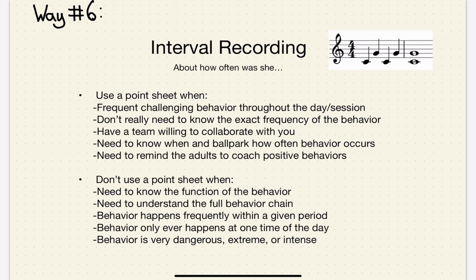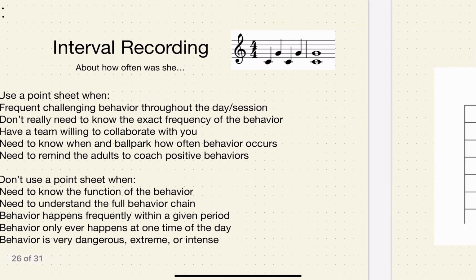You'd need this to know, ballpark, how often a behavior occurs, when you need to remind the adults to coach positive behaviors. But you wouldn't use a point sheet when you're trying to figure out the function of a behavior, or you need to understand the full behavior chain, right? This happens and this happens and this happens. It's not appropriate to use interval recording in those situations. You also wouldn't use a point sheet when behavior happens frequently within a given period, or if it only happens once a day, or if it's incredibly dangerous or extreme or intense.